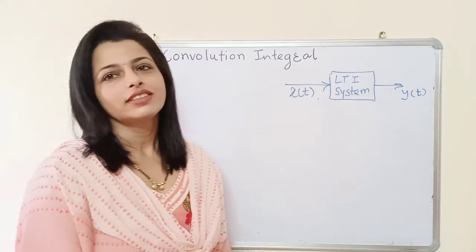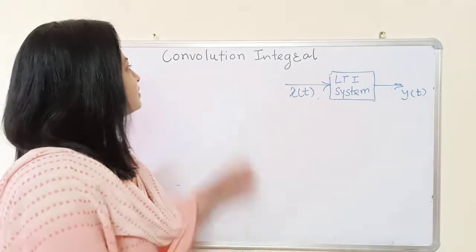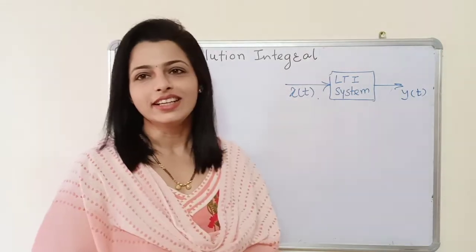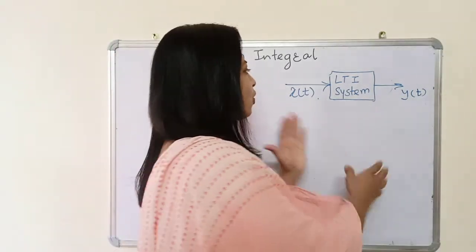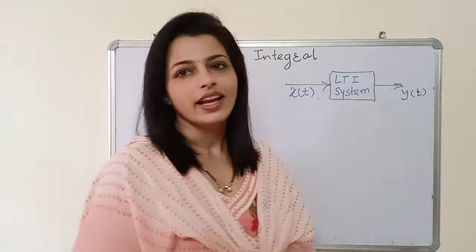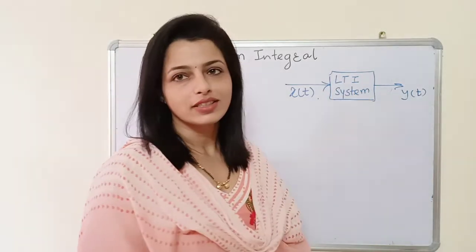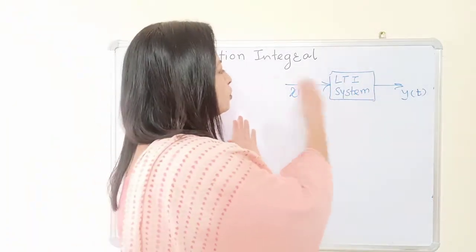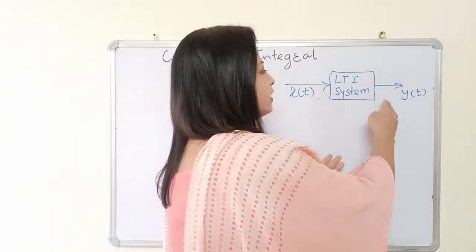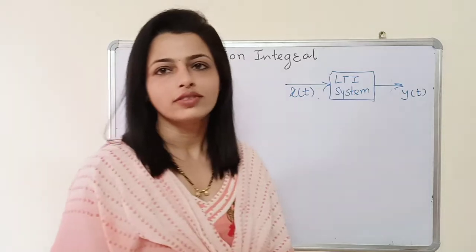So today we'll see one very important topic in signals and systems, which is the convolution integral. We always use a system like this, called an LTI system, a linear time invariant system, and we give some input to it, x of t, and we get some output which depends on the characteristic of the system.